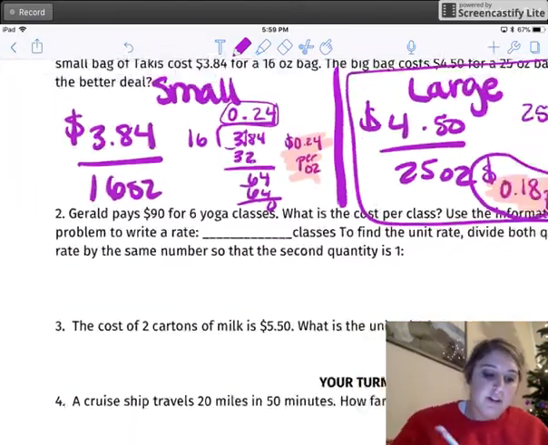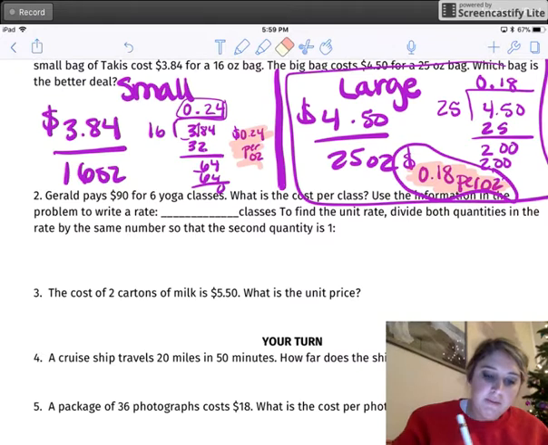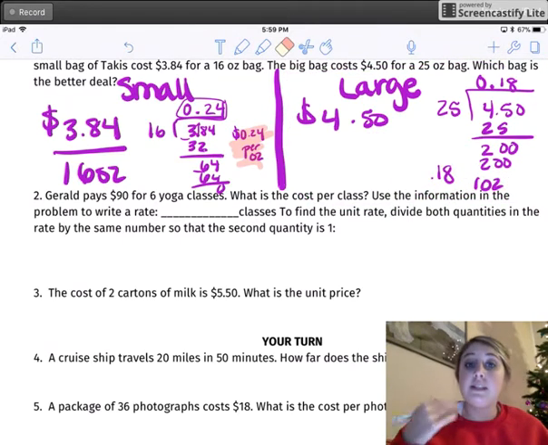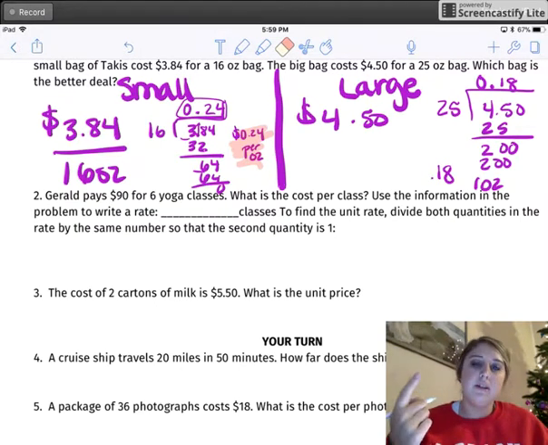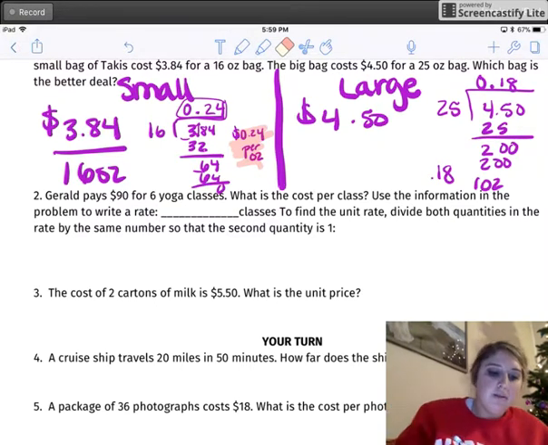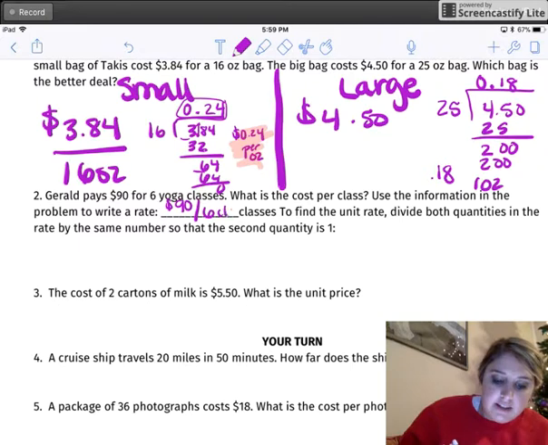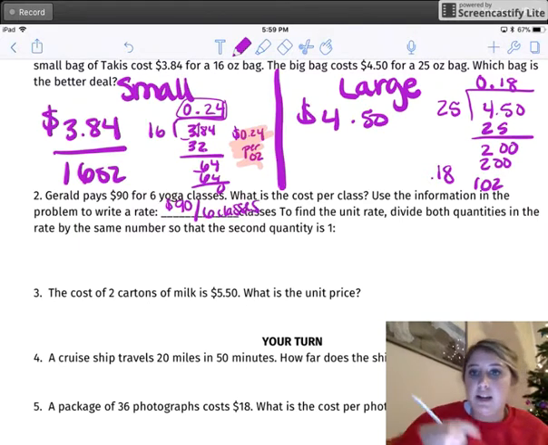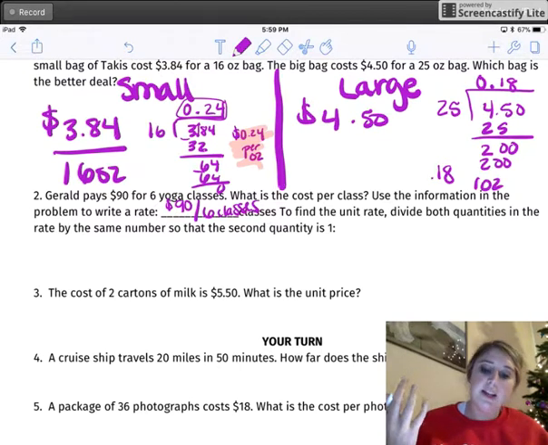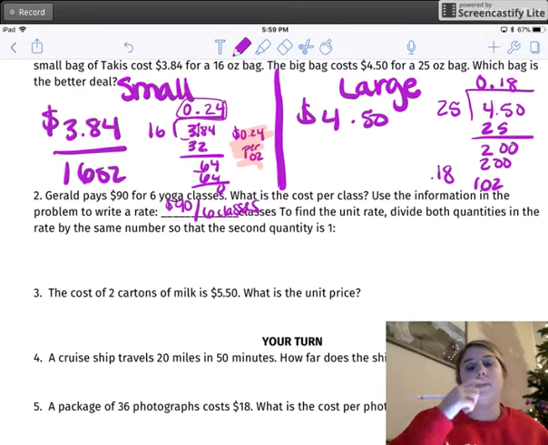All right, let's try another one. This one's about Gerald, and he is going to yoga. And Gerald pays $90 for 6 yoga classes. So we want to know, well, what's the cost of one yoga class? So we're really looking at, and we're going to fill in the blank here, $90 over 6 classes. See how I did that? $90 over 6 classes. So now we need to find the unit rate. We need to find out what this would be for one class.